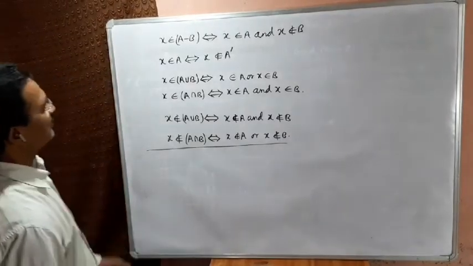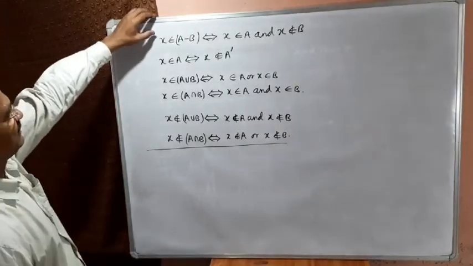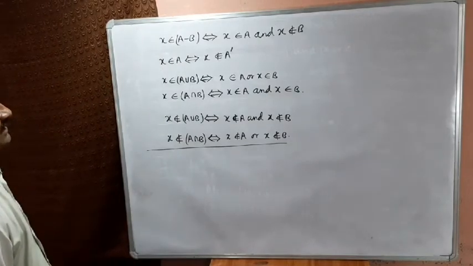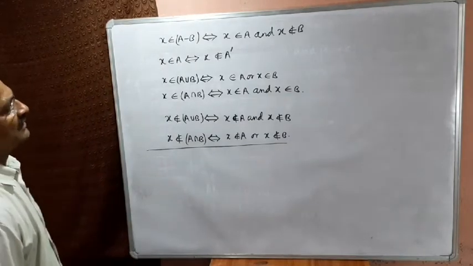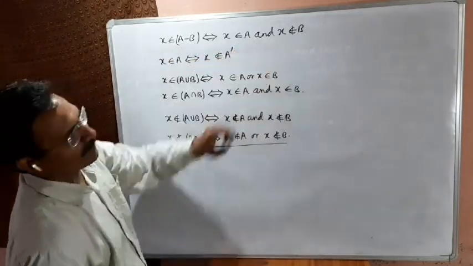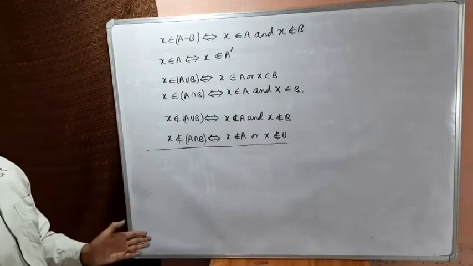I have written some results. First, you are seeing x belongs to A minus B. In this result, if we say x belongs to A minus B, from definition it is obvious that this implies x belongs to A and x does not belong to B. Actually, this is the definition of A minus B.